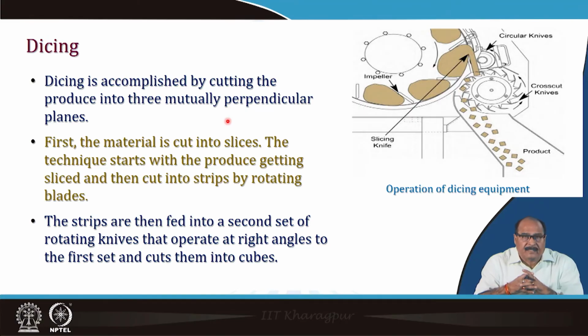Now we will discuss dicing and methods of dicing. Dicing is accomplished by cutting the produce in 3 mutually perpendicular planes. First, the material is cut into slices. The technique starts with the produce getting sliced and then cut into strips by rotating blades. The strips are then fed into a second set of rotating knives.